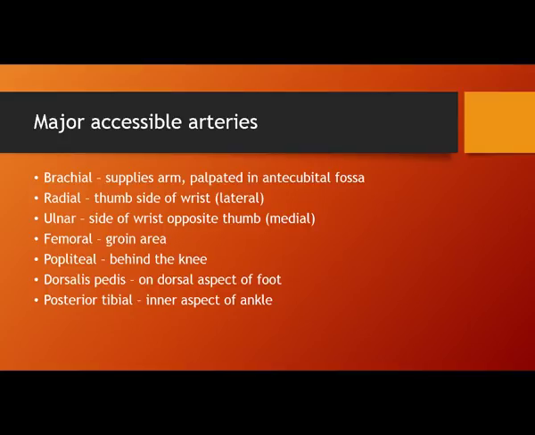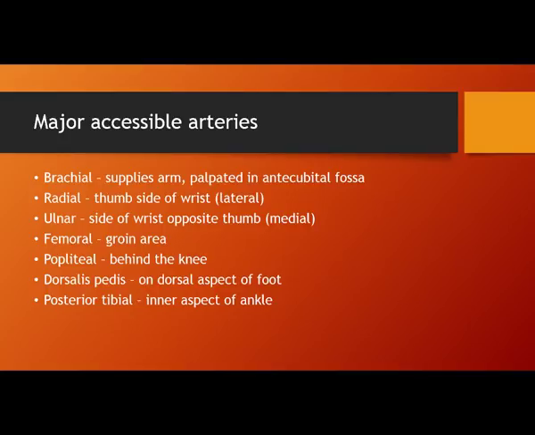The brachial pulse, and that one you'll feel in the fold of your elbow. It's right between the two muscles there in your antecubital fold. And then the brachial artery divides into the radial, which is on the thumb side of the wrist, and the ulnar, which is on the opposite side of the wrist.